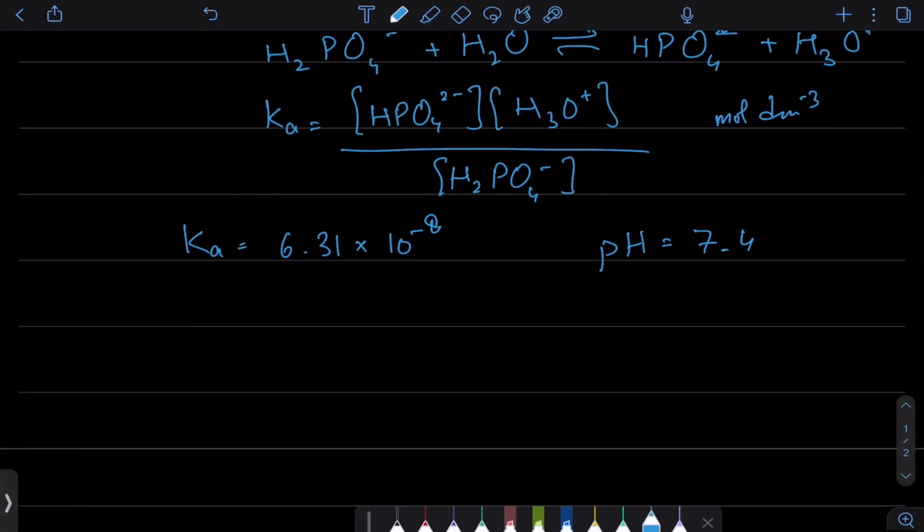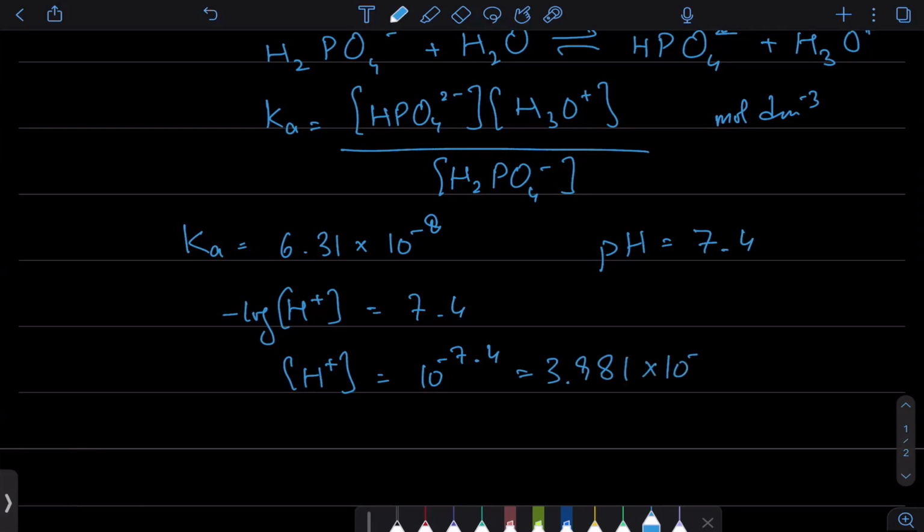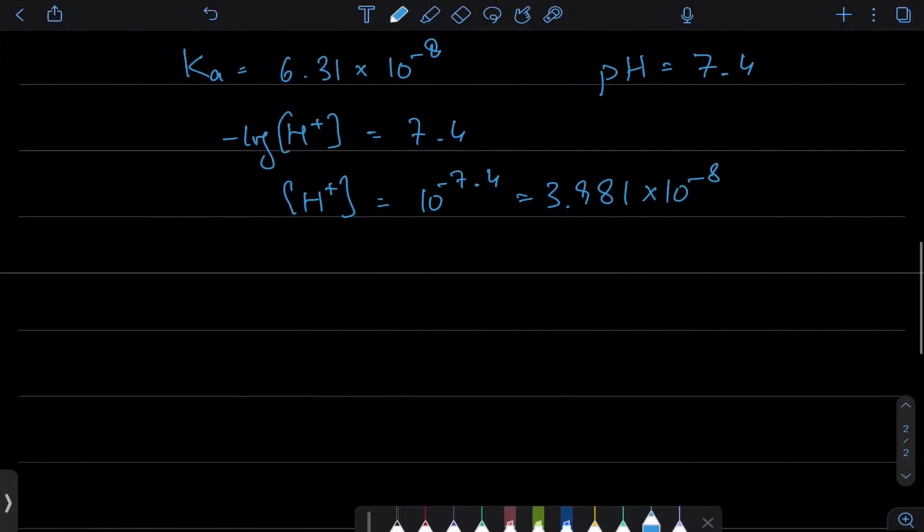I can say that, okay, minus log of H positive concentration is going to be 7.4. So H positive concentration is going to be 10 to the power minus 7.4. That's my value. Okay, so this one is 3.981 times 10 to the power minus 8. So this is the concentration that I have at the moment. Now let's say I want to figure out the ratio of the ions that are forming. So all I need to do is Ka over H positive.